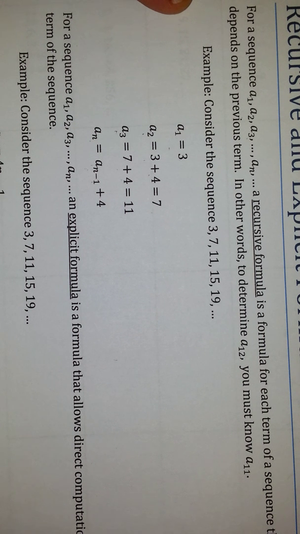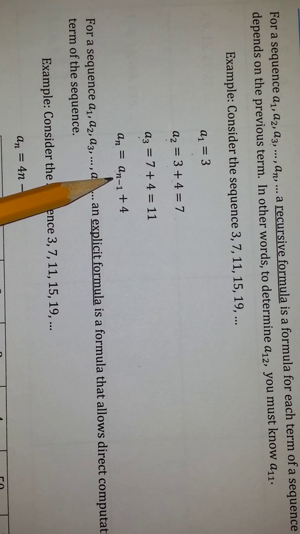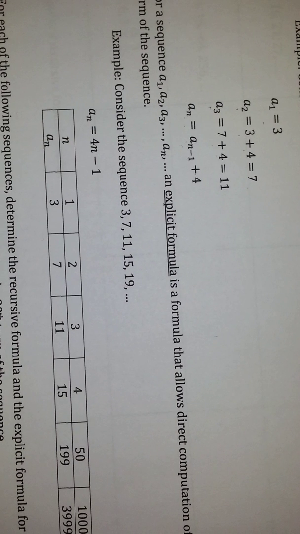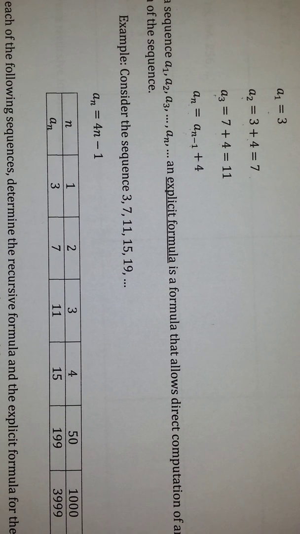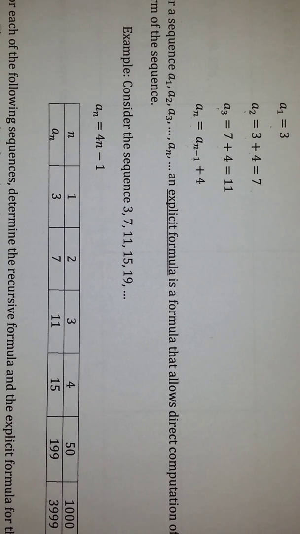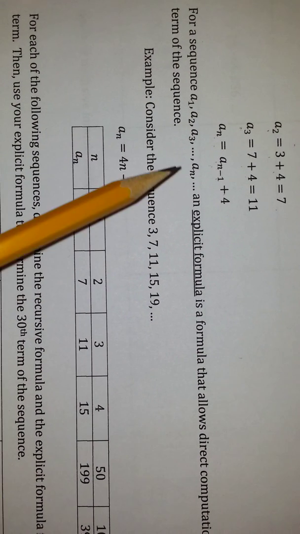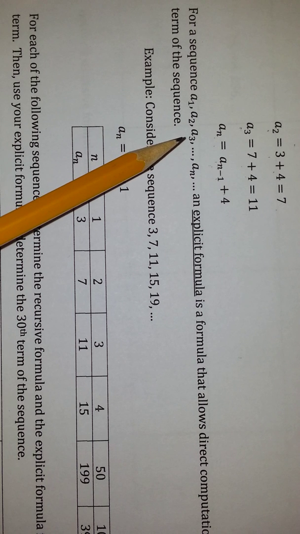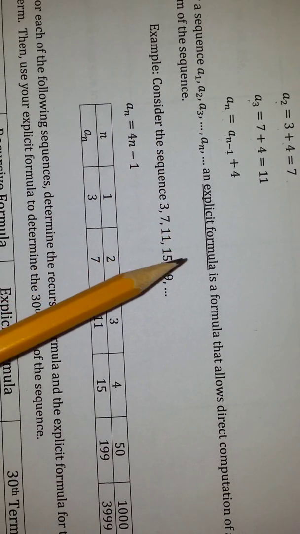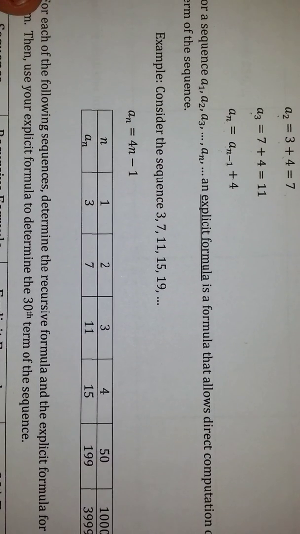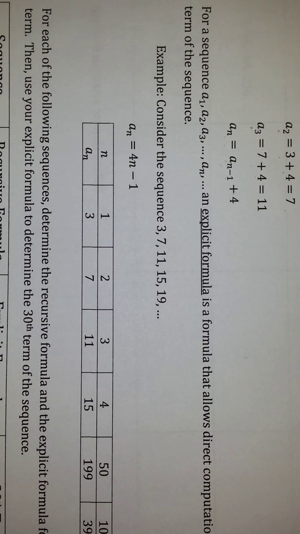Okay, so here's a formula, works really well, but guess what? We can't figure out A sub n without the previous term, okay? An explicit formula is what we're used to for normal functions. For linear and quadratic equations, you plug in x and you get out y. For a sequence, again, A1, A sub 2, A sub 3, all the way to A sub n, an explicit formula is a formula that allows direct computation of any term of the sequence, okay?